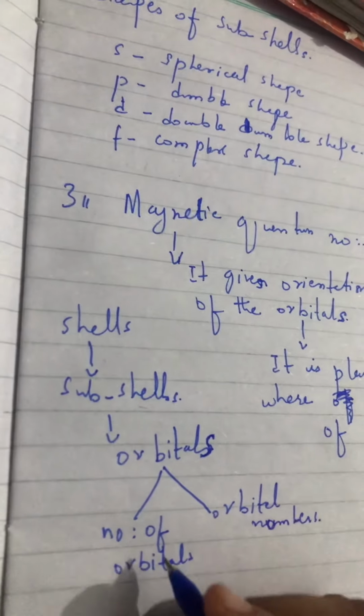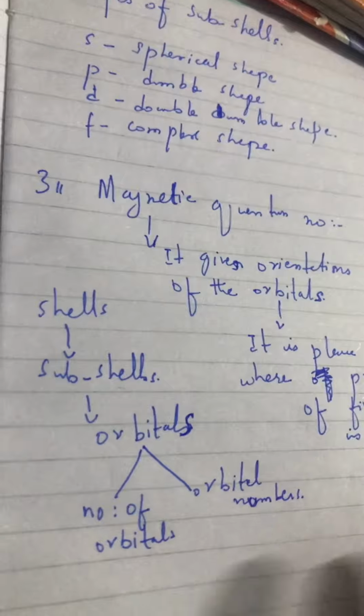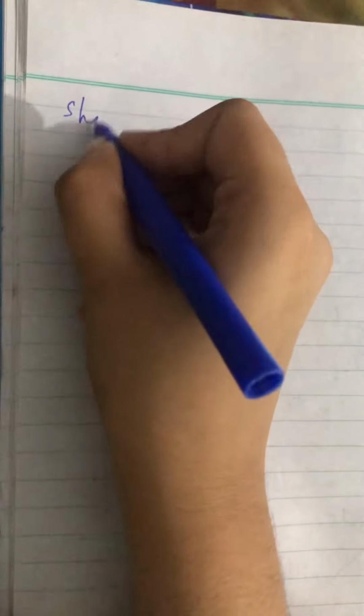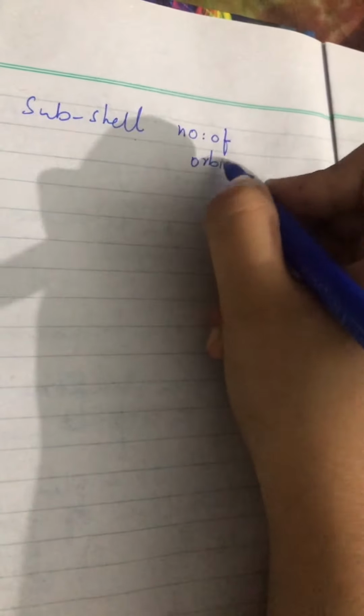There is a difference between number of orbitals and orbital numbers. Now we will find here shell, subshell, number of orbitals, and here orientation.